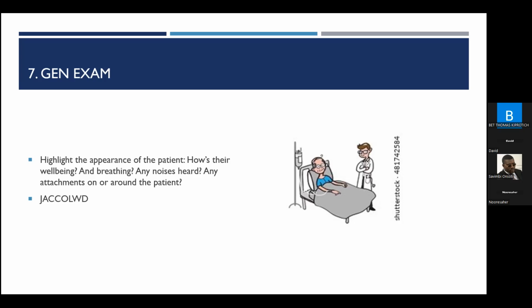Anyway, moving on. Now comes the JACCOLD. I'm sure you guys are familiar with this. J being jaundice, A being anemia, C being clubbing, the other C being cyanosis, O being edema, L being lymphadenopathy, W being wasting, and then D, dehydration. For these, there are different techniques on how to check.